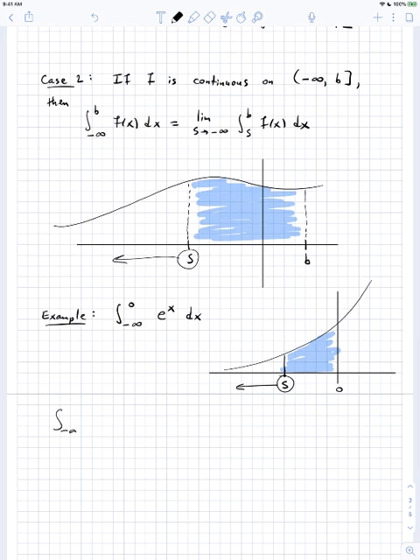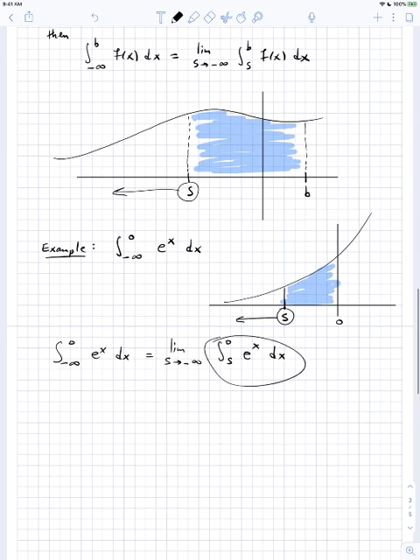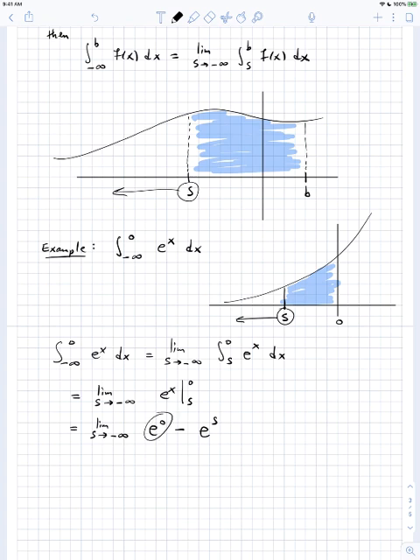So the integral from minus infinity to 0 of e to the x dx is the limit as s goes to negative infinity of the integral from s to 0 of e to the x dx. This is a definite integral which we can evaluate using the fundamental theorem of calculus. So we have the limit as s goes to negative infinity. The antiderivative of e to the x is e to the x. This is from s to 0. So that's the limit as s goes to negative infinity of e to the 0 minus e to the s. E to the 0, of course, is just equal to 1.